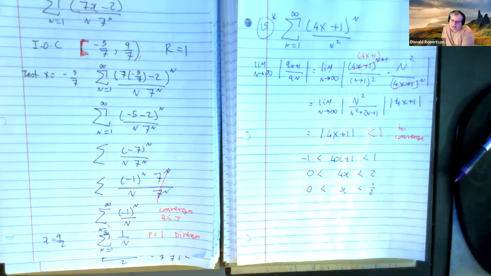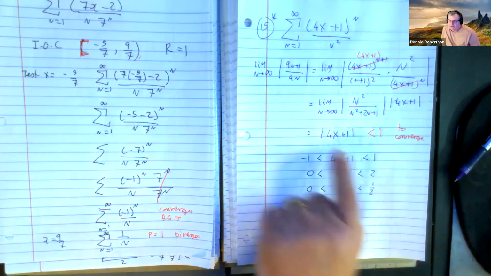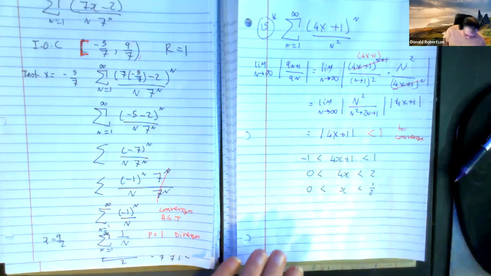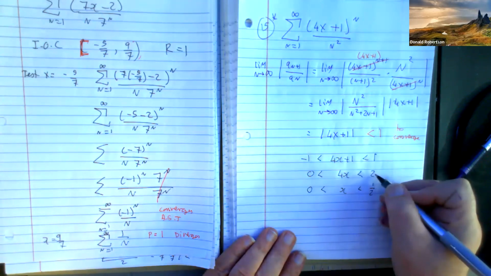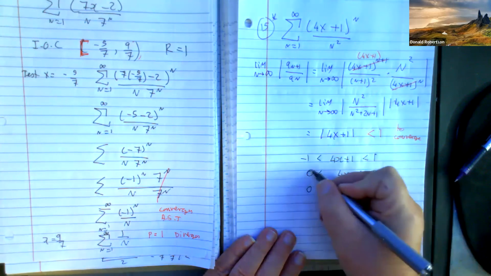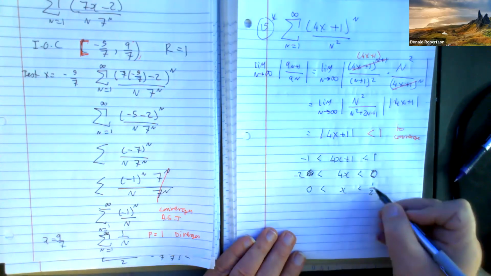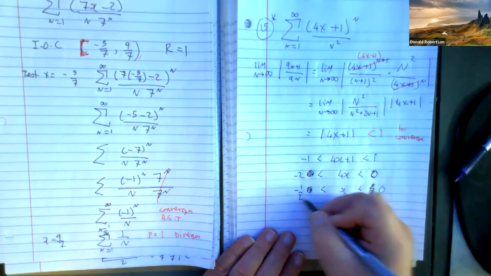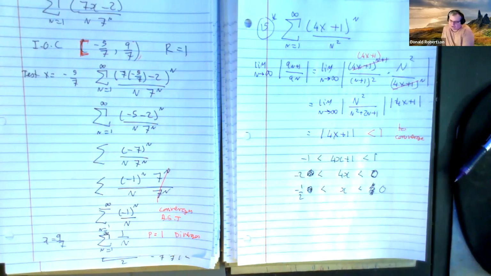I made a mistake there. Shouldn't I have subtracted 1, not added 1? So subtract 1 from both sides. And then divide both sides by 4. There. Okay, I got it the right way around the second time.